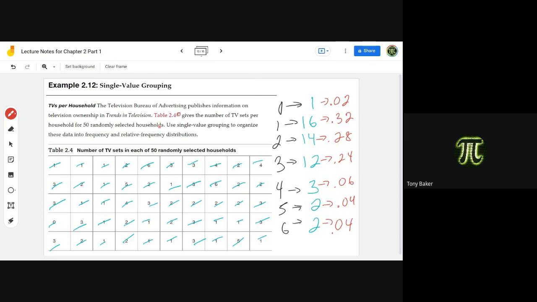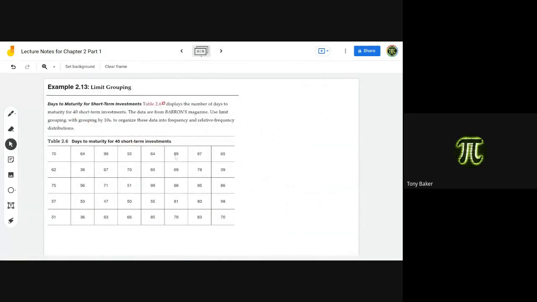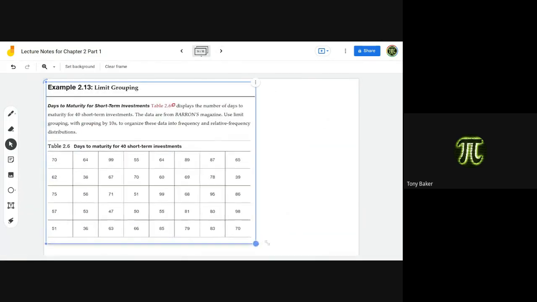All right, so that is single value grouping. The next thing we're going to look at is limit grouping.